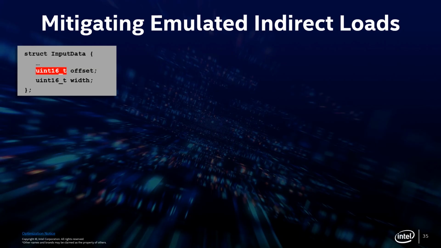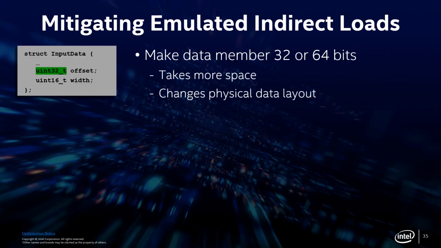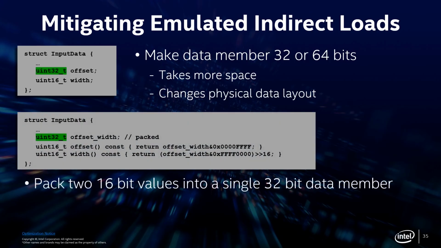We need to do something to mitigate the emulated indirect loads. We could just change the data type to be 32-bit. That would solve the problem. But it will take more space, and that could be a bad thing, assuming it was made 16-bit in the first place to reduce memory usage. It can also change the physical layout of the data structure in memory, which may be an issue if someplace else in the code assumed they could view this data as a 16-bit value.